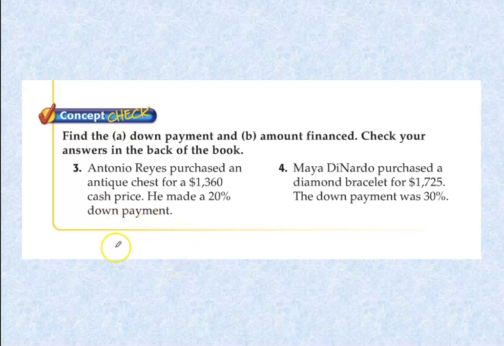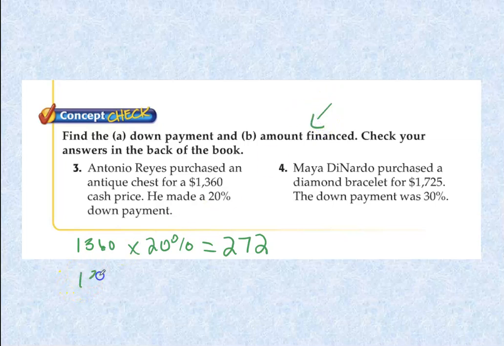Great. Let's do number 3. Antonio Riaz purchased an antique chest for $1,360 cash price. He made a 20% down payment. So first I have to take 1,360 times 20% because I don't know how much my down payment is, and I get 272. But then I need to find the amount financed. So then I'm just doing this, subtract the amount I've already paid, and this is the amount of my loan. This is the amount financed.